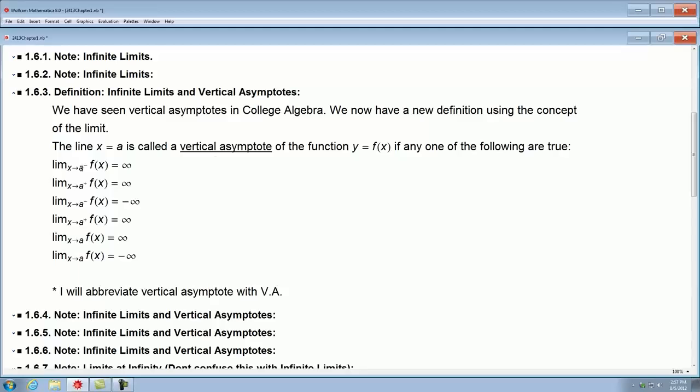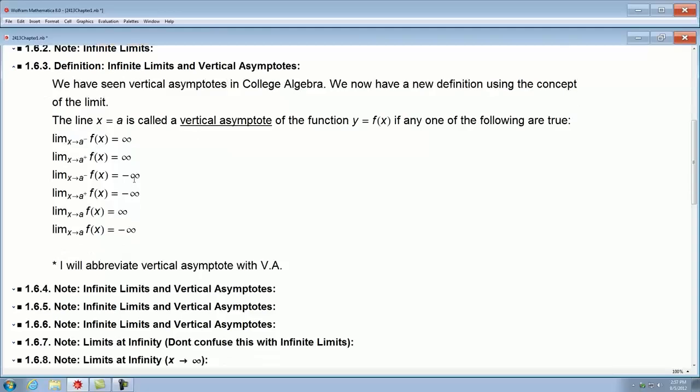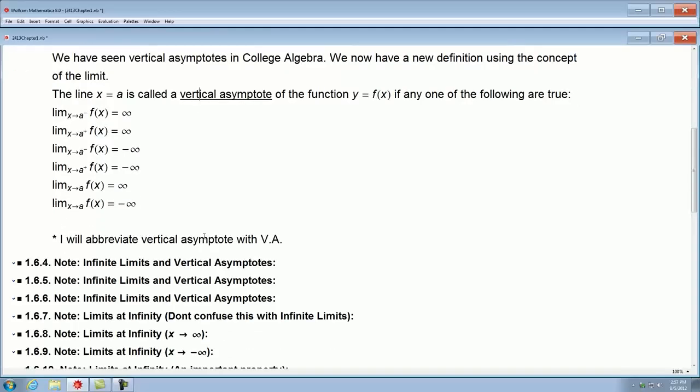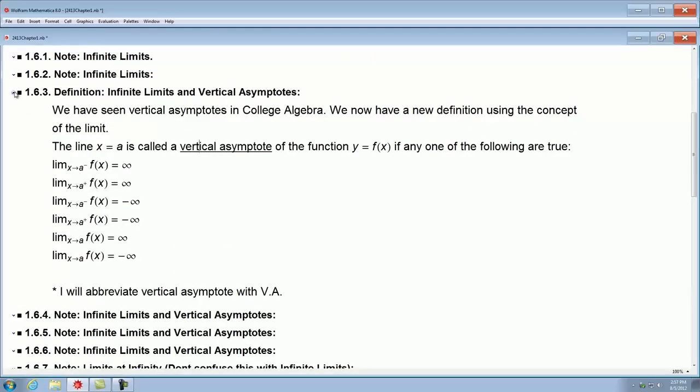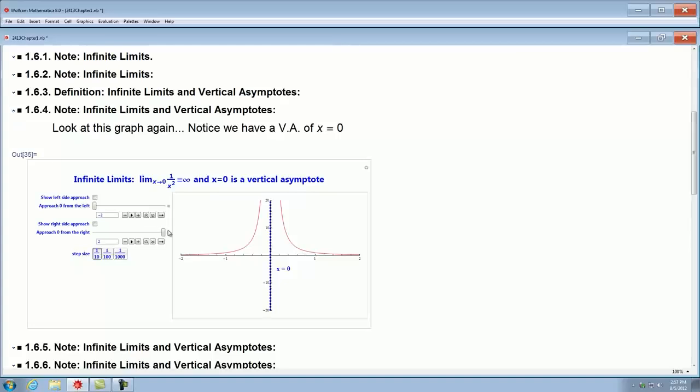The limit as we approach a from the left is infinity, as we approach a from the right is infinity, as we approach a from the left is negative infinity, as we approach a from the right is negative infinity, and/or if the general limit without left or right is infinity or negative infinity. If any of these cases are true, then we have a vertical asymptote at x equals a. From now on, I'll be using VA to represent vertical asymptote. So let's take a look.